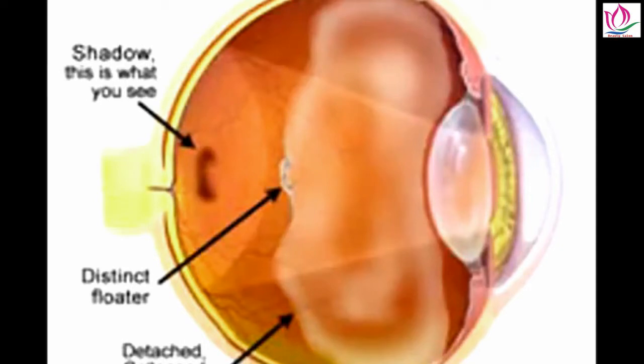As the light enters the eye, it will cast a shadow now, and as that fluid jiggles and moves about with eye movement and head movement, the shadow will move about. So that is what a floater is.